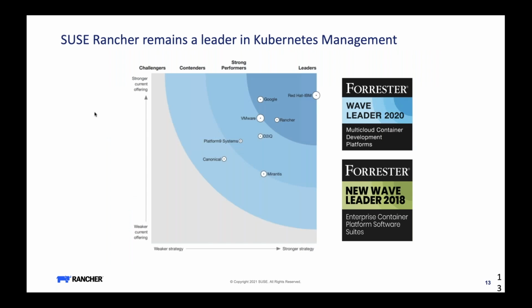And SUSE Rancher is a market leader in the Kubernetes management space. You can see in the Forrester Wave, we're up and to the right with the likes of IBM and Google. We've been working on the Kubernetes management space for a long time, and we continue to innovate within the ecosystem.